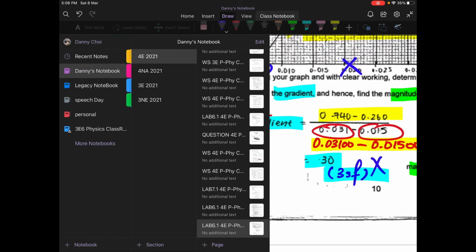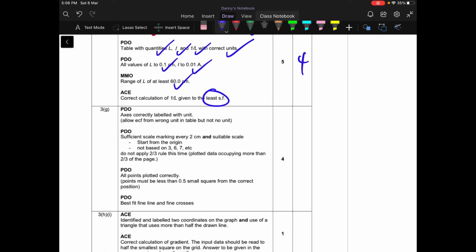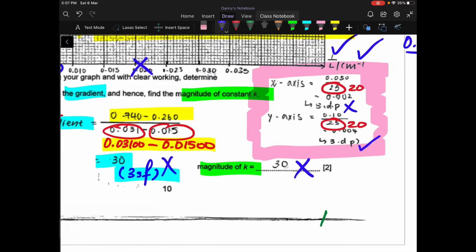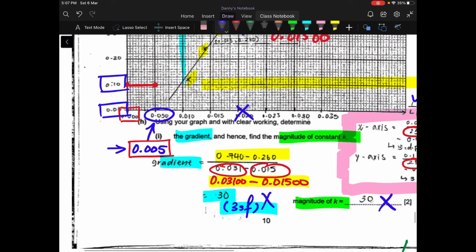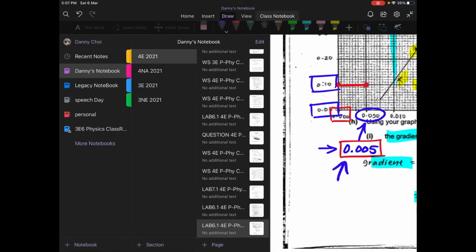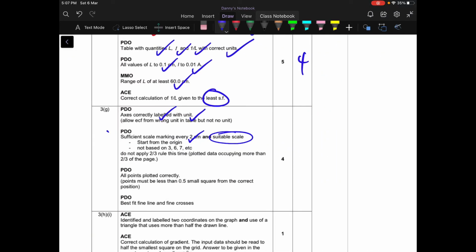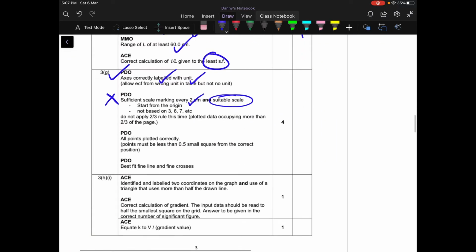Okay, so let's take a look. How would we grade her? So down here, axis labeled correctly with the correct unit. Scale marking is every 2 cm, but it is not a suitable scale because her scale is wrong. Why wrong? Down here, this guy. Okay. So she will lose that 1 mark over here.